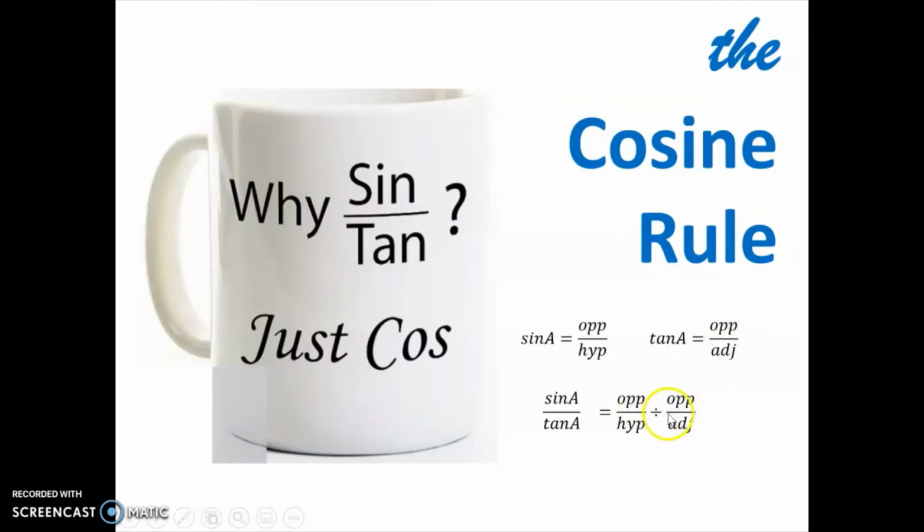We know by rules of fractions, if you have division, you can turn it to multiplication and invert the second fraction. Now we have an opposite here and opposite here. If you multiply, those would cancel. You'd be left with adjacent over hypotenuse. And wait a minute, adjacent over hypotenuse is cosine. So that is why sine over tan is just cosine.